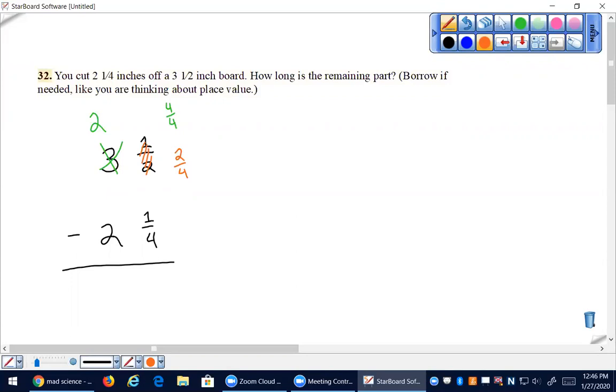Oh wait, I don't need to borrow. I'm doing the next problem. I'm sorry, I was doing something totally confused. In this case, I don't need to borrow. I'm jumping ahead to the next problem.